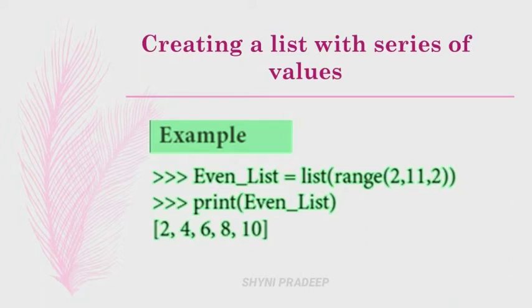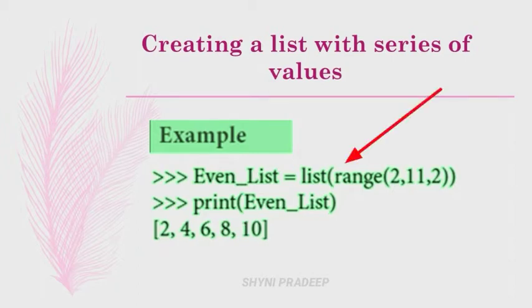This is the program to print even numbers up to 10. And next write print even list. When you are giving this code, you will get the output 2, 4, 6, 8, 10. You can see here, this list of values are arranged in the form of list, because these values are given within the square brackets.